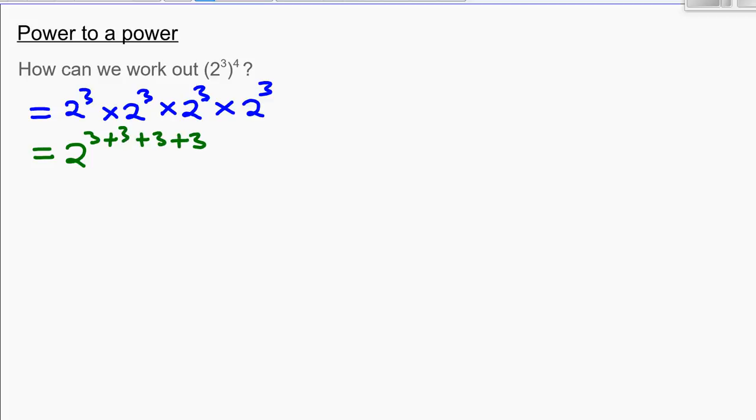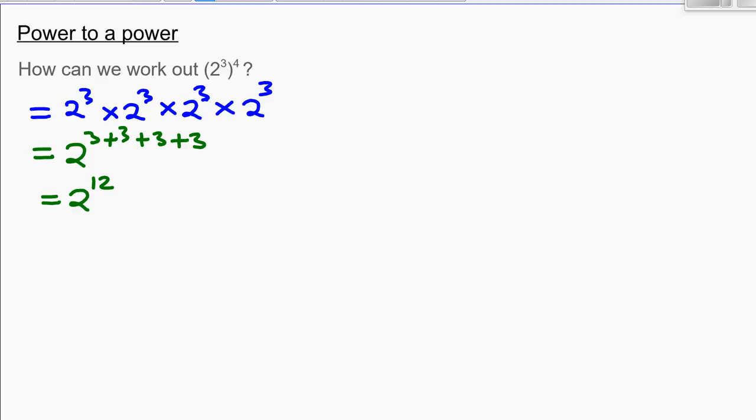So I have 2 to the power 3 multiplied by 2 to the power 3 multiplied by 2 to the power 3 multiplied by 2 to the power 3 again. 1, 2, 3, 4. Okay, so what we'll end up with is the same as 2 to the power of 3 plus 3. Remember, we are multiplying, so we add the powers. 3 plus 3 plus 3 plus 3, which will give us 2 to the power of 12. So this is method 1.